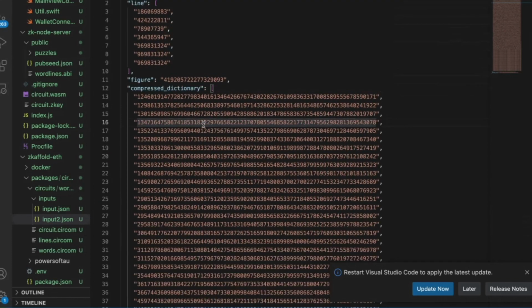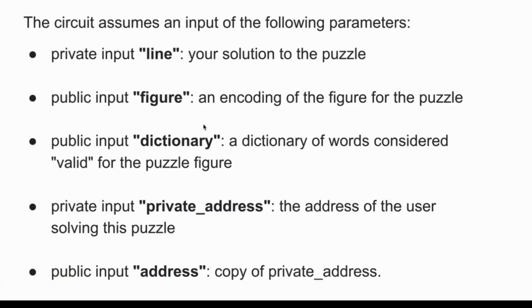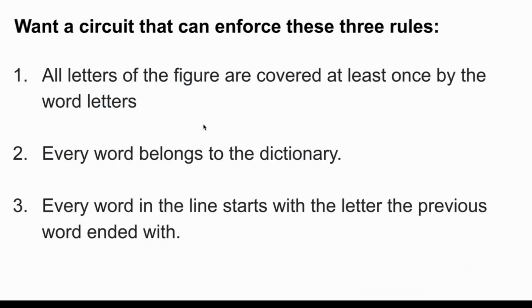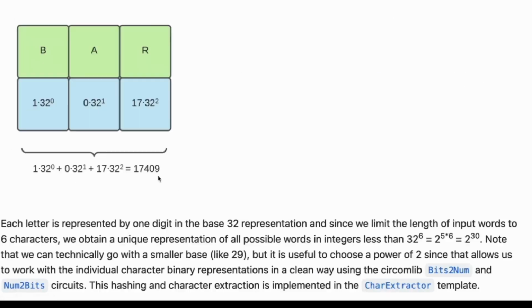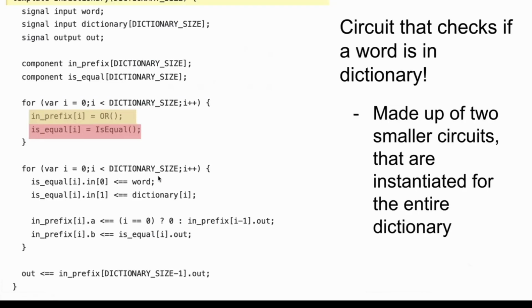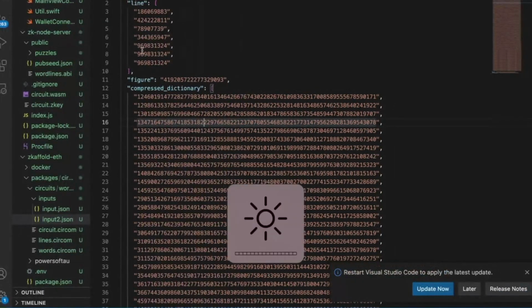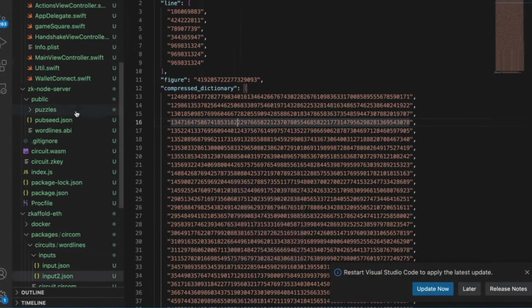So we need a circuit that can enforce a few constraints, right? It can make sure that every word belongs to the dictionary. It needs to make sure that for each word, the last letter is the first letter of the next word, and also needs to make sure that all letters of the figure are covered at least once. So I found the simplest circuit was really for figuring out whether a word belongs to the dictionary. So maybe it'd be good to look at generally how these circuits are in the code.